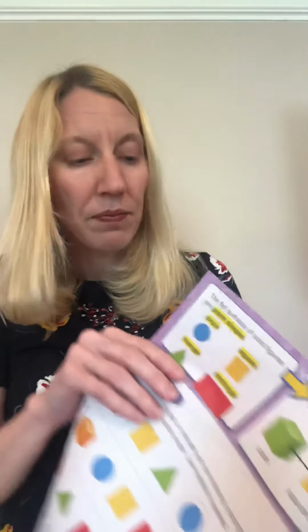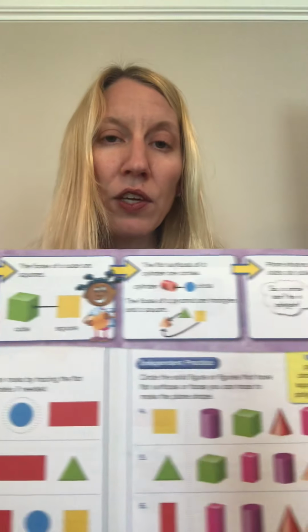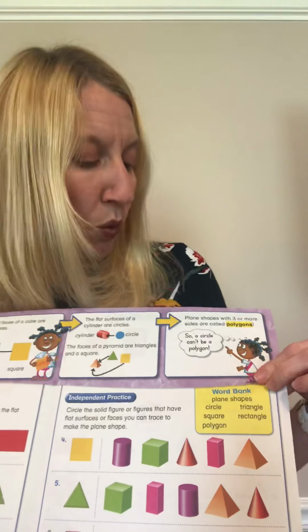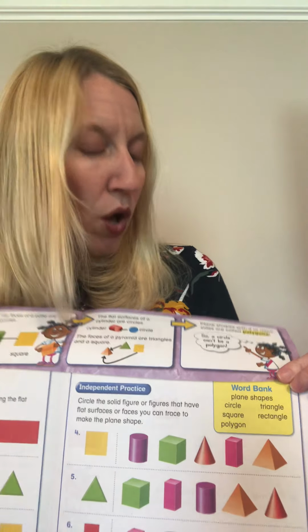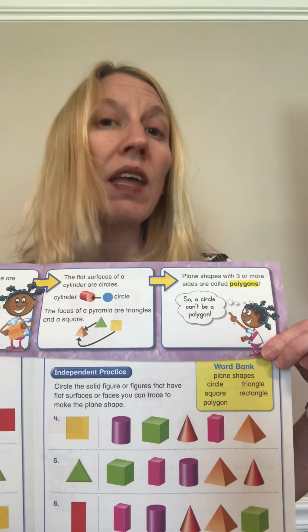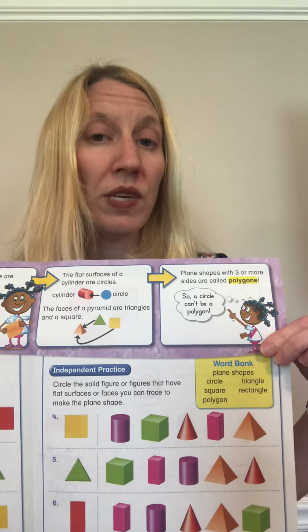So if we take a look at 12.2 in your packet of work, remember we can always skip the first pages, and you go to the inside. It's kind of reviewing some of the plane shapes and the solid figures. It also mentions the word polygon. It says plane shapes with 3 or more sides are called polygons. Again, those are the 2D shapes.